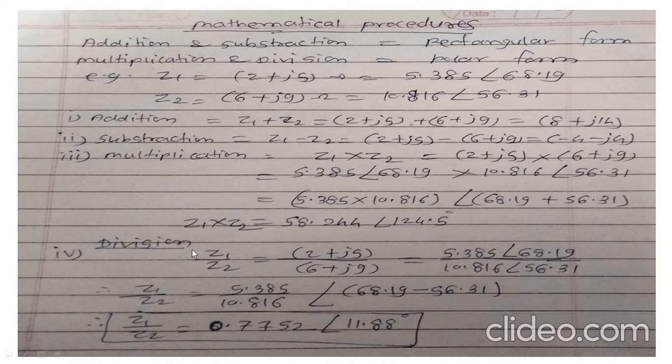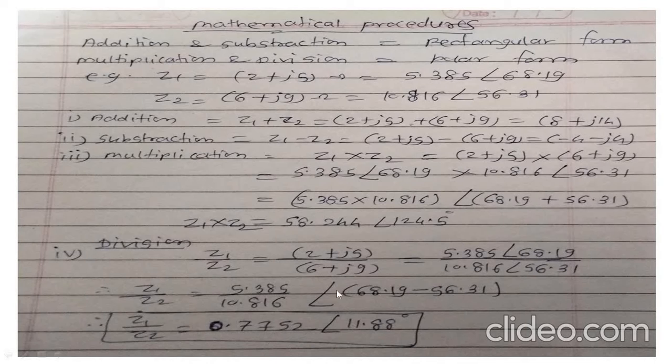Now division. Suppose we have to calculate the value of z1 upon z2, then it will be 2 plus j5 divided by 6 plus j9. But as we have discussed, for division there is a need of polar form. So polar form of z1 is 5.385 at an angle of 68.19, divided by polar form of z2, that is 10.816 at an angle of 56.31.